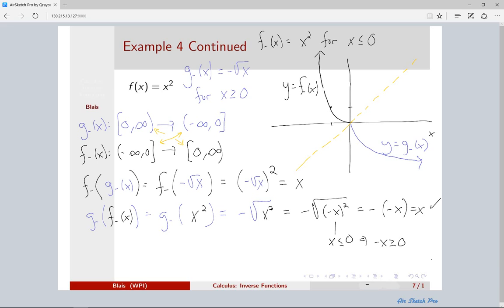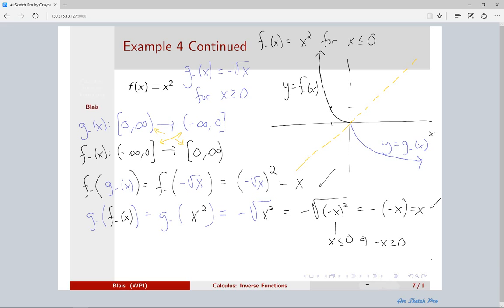But it all comes down to the fact that when we get the square root of something, it's giving us the positive square root. In this case, x is actually negative because of the domain of f. And that means the square root returns minus x, so that this minus x is positive. So this, in fact, confirms that these are inverse functions.